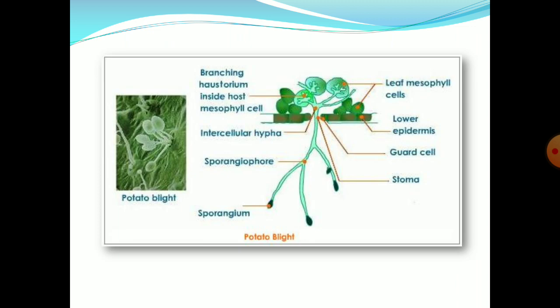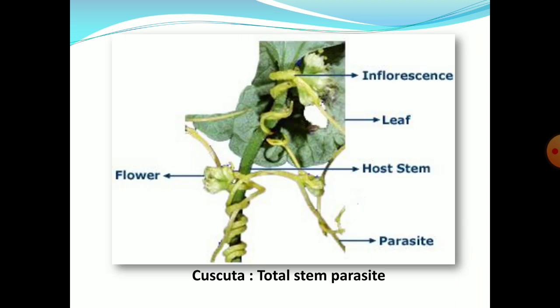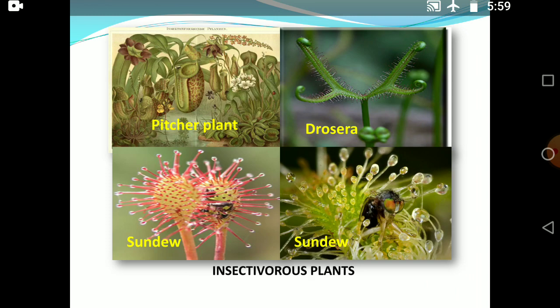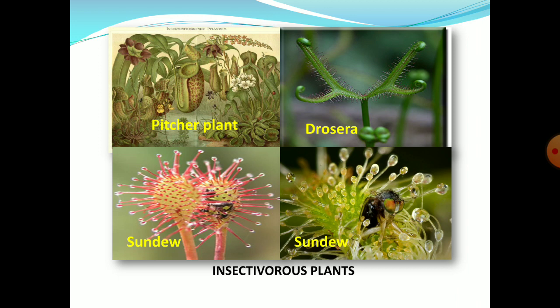Here you may observe how fungus enters into the potato leaf for taking nutrition. So, this is a fungus which is a parasite. This is a figure of Cuscuta which covers the stem of host plant for getting nutrition. These are a few insectivorous plants like pitcher plant, Drosera, sundew, and these plants derive nutrition from the insects captured by them.